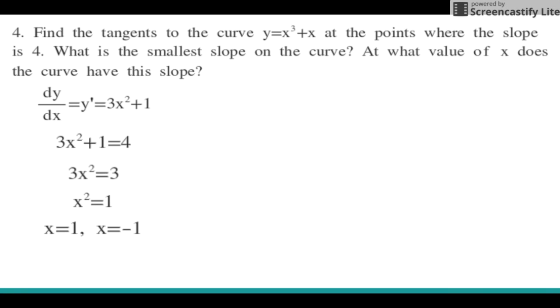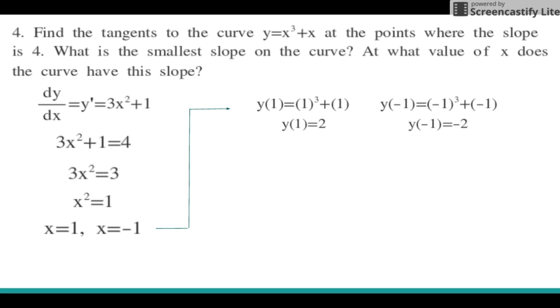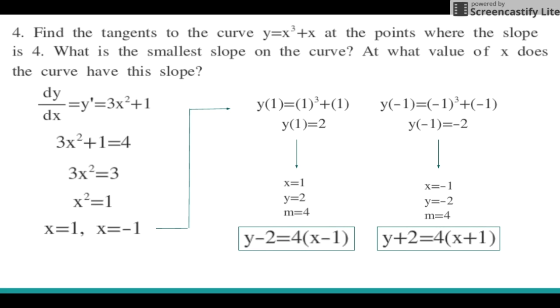Now we're going to solve for the equations of these tangent lines, which requires our y values. You can see here that when x is 1, y is 2, and when x is negative 1, y is negative 2. You can use these plus the slope of 4 to write our point-slope form tangent line equations. We end up with y minus 2 equals 4 times x minus 1 when x is 1, y is 2, and the slope is 4. And when x is negative 1, y is negative 2, and the slope is 4, we end up with a tangent line of y plus 2 equals 4 times x plus 1.